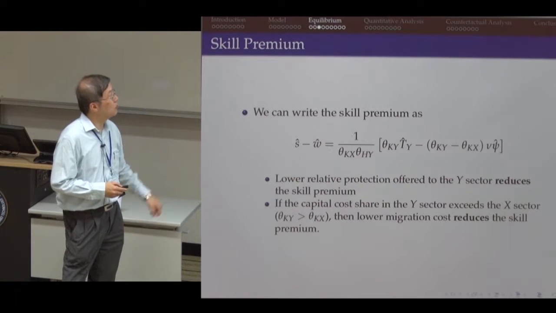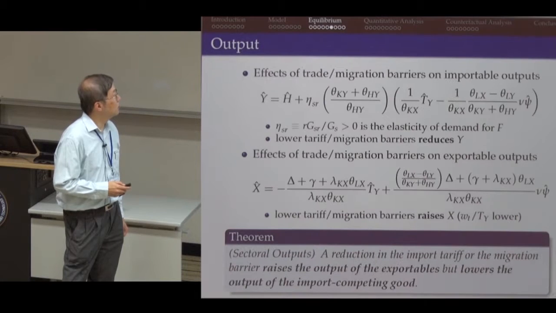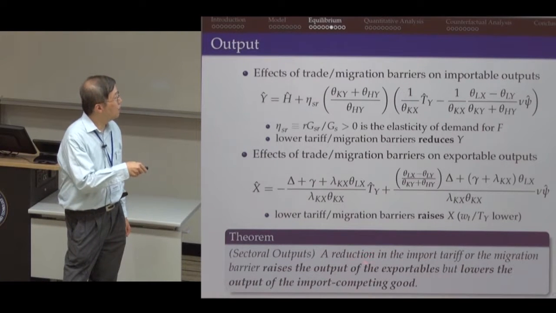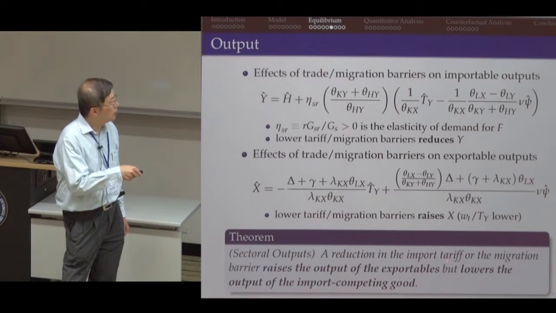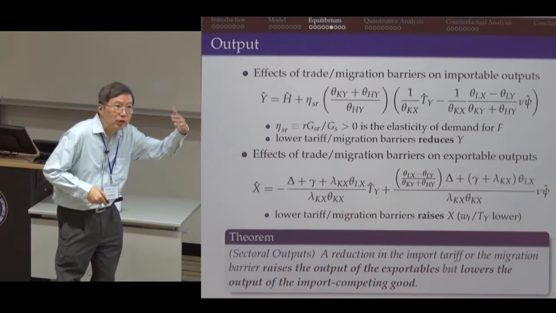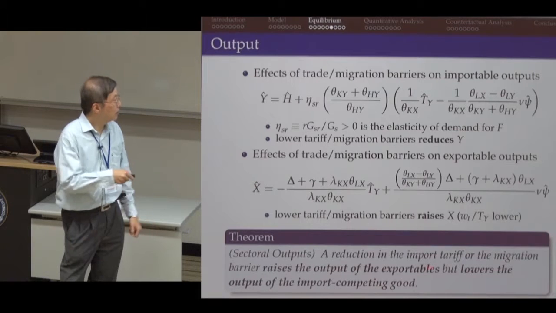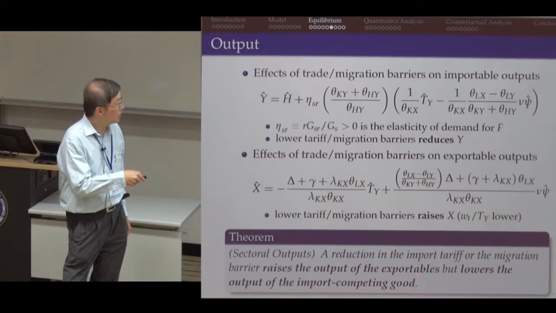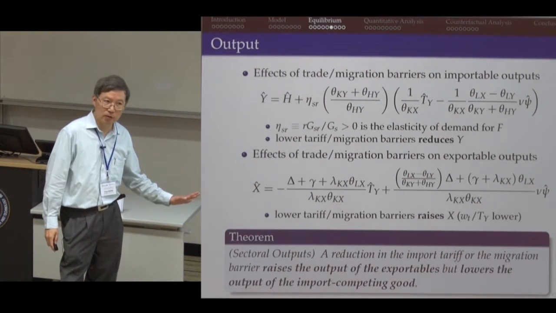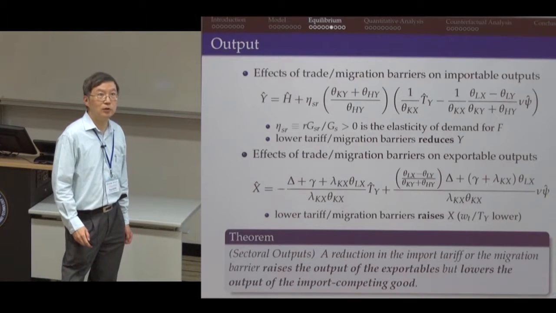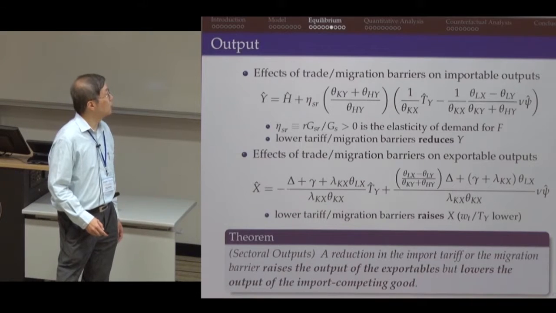I'm not going to talk about the skill premium either, but the key thing I'm going to talk about is the main result here. The first result is in terms of sectoral output, and it's not surprising, right? If you reduce the import tariff, you have reduced the protection to the import competing sector. So it's going to be more in favor of the exporting sector and it's going to hurt the import competing sector. This is still similar to the Heckscher-Ohlin predictions. So these are the sectoral changes between the two sectors.